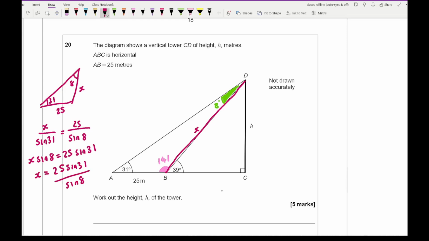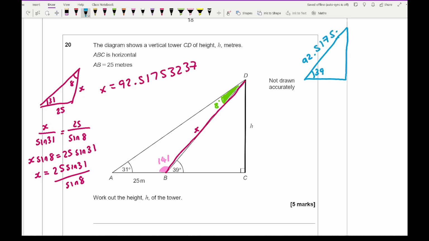And if I type that into my calculator, let me do that now. 25 sine 31 divided by sine 8. And I get an answer of 92.517532237. So that's what this length here is. Then if I take that right angle triangle, I know that this angle is 39, and this length here is 92.5175. Let's leave it as that.